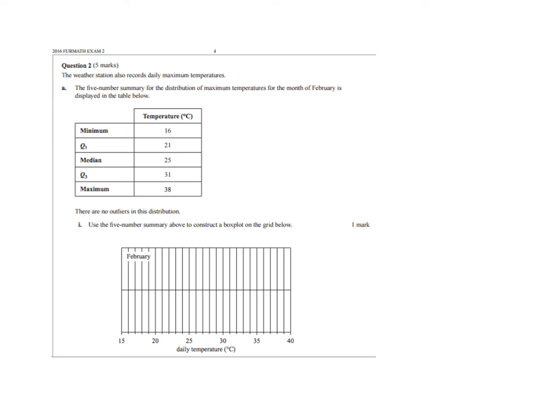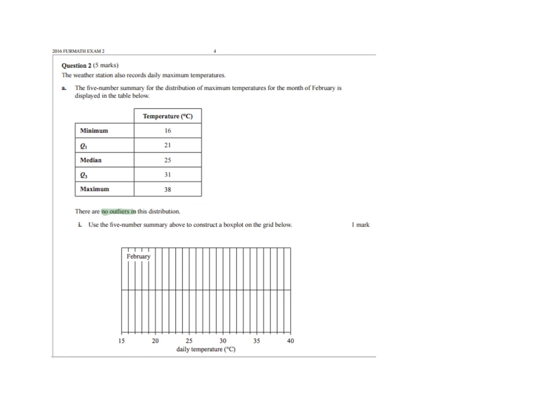Okay, so this is taken from an exam, and it says the weather station records a daily maximum temperature. The 5-number summary for the distribution of maximum temperatures of February is displayed below. And you've got to be really careful here. They help you out. There's no outliers. So you now know there's no outliers. So your maximum value is definitely your maximum, is not an outlier. So that means the whisker will go to that end. So they ask you to draw it. So this was an exam question where they're getting you to draw the box plot.